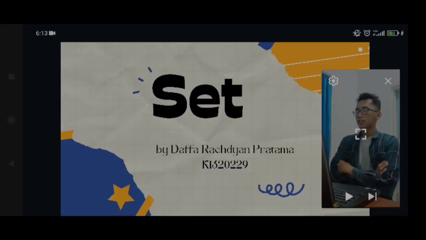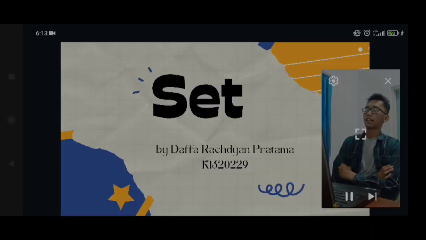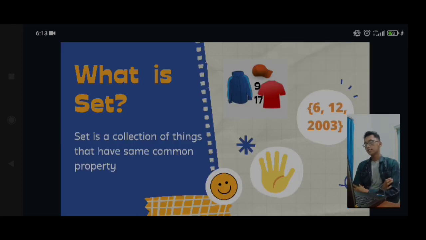So today I will explain to you about one of the materials in math, which is about sets. So let's check into it. What is a set? Like the definition of a set. A set is a collection of things that have the same common property. So keep this in mind. You have two things. First, it must have a collection of things. Second, it has the same common property.